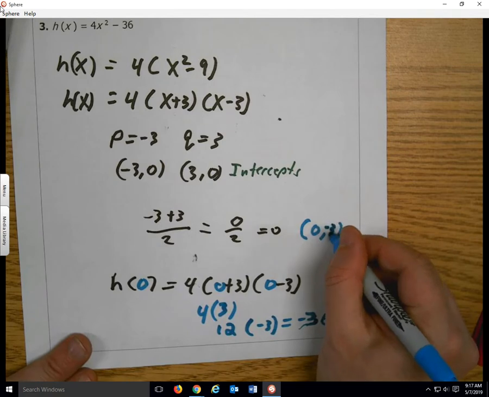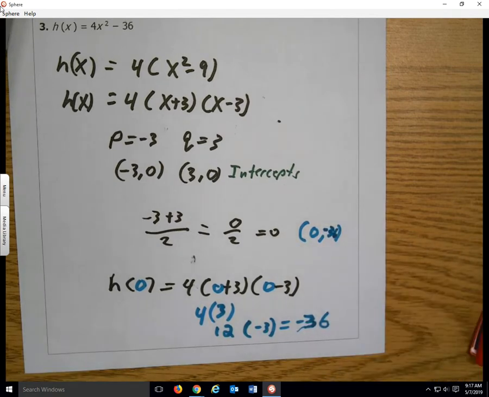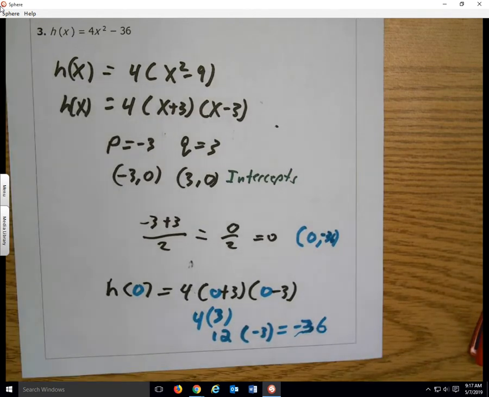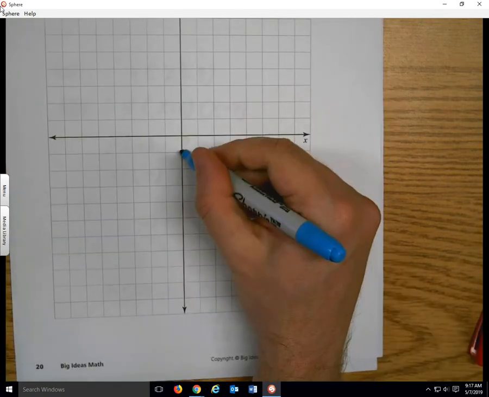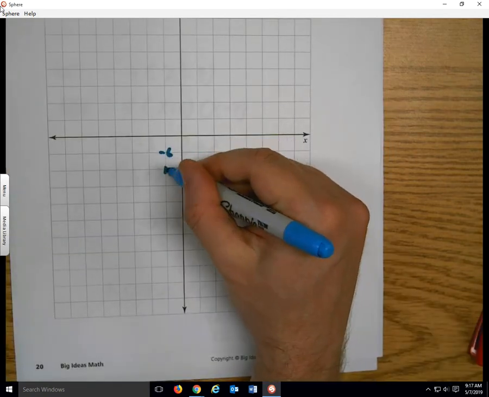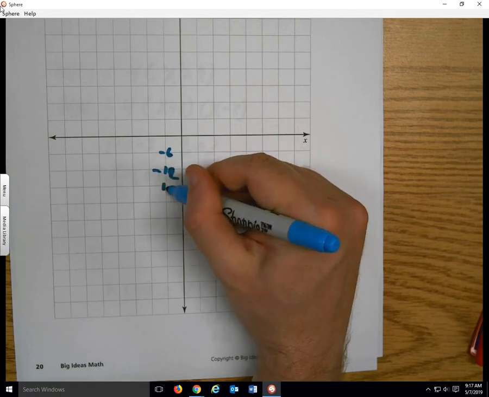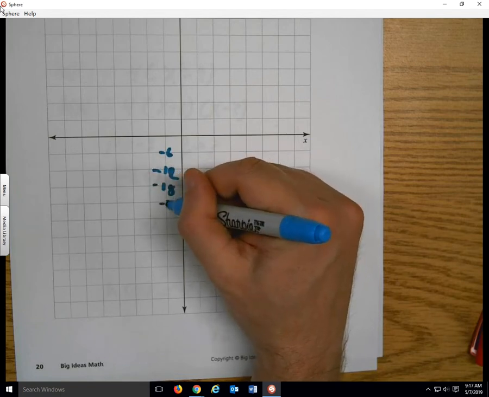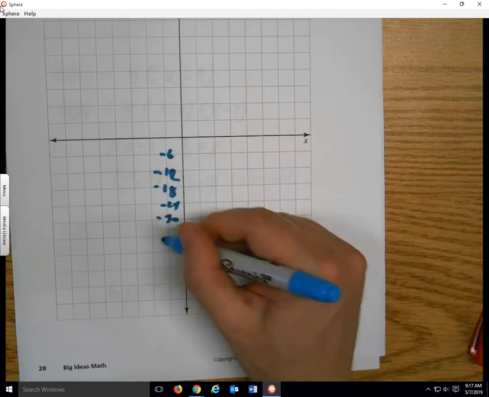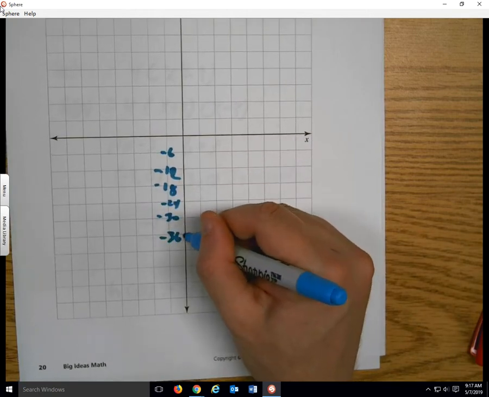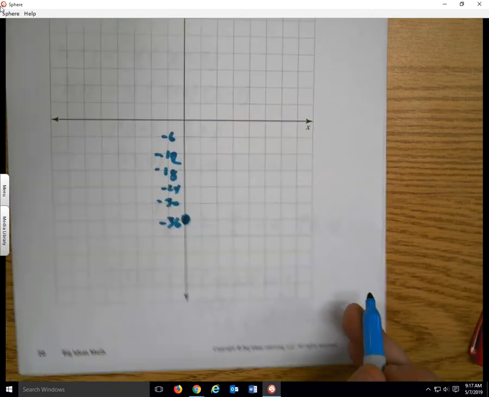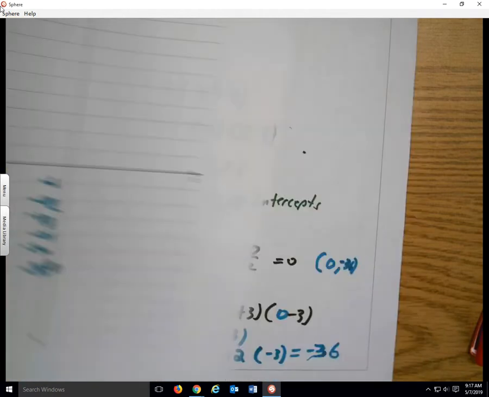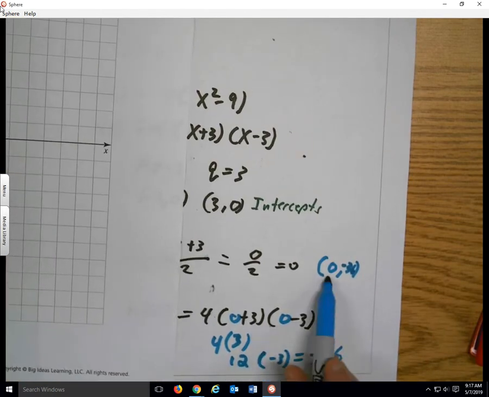You go down. Well, we could do it. Let's just do it real quick. So our vertex is 0 and negative 36, but let's count by 6s each time. So this should be a negative 6, negative 12, negative 18, negative 24, negative 30, negative 36. There's your vertex, 0 and negative 36.